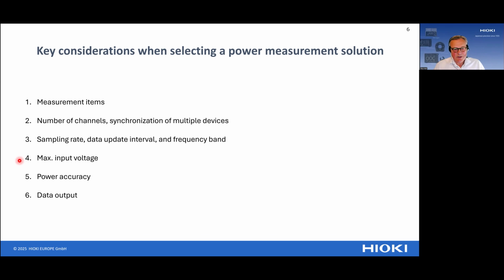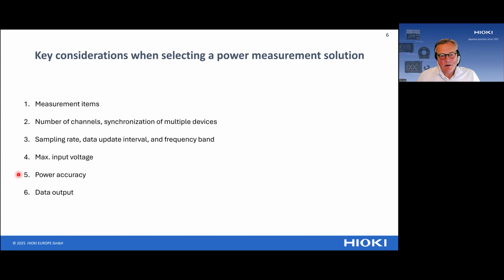Maximum input voltage and current. Standby power of consumer electronics is in the range of milliwatts, whereas a power generator of a cruise ship is in megawatts. It is clear that you need different solutions for each application.